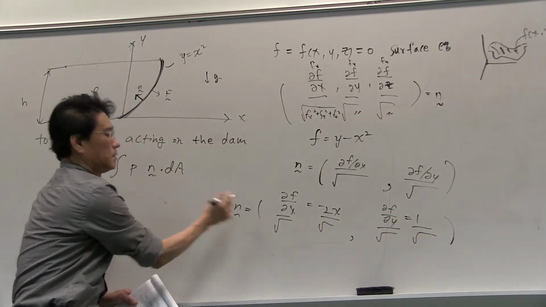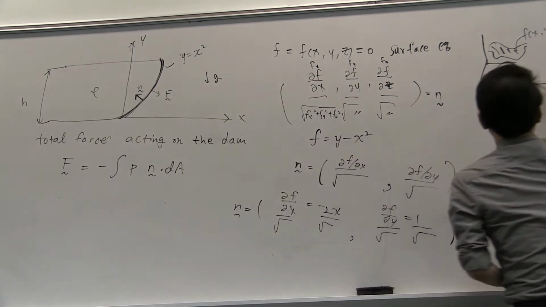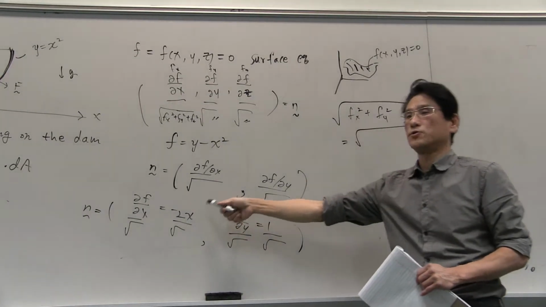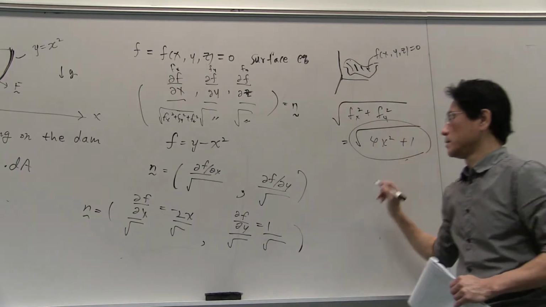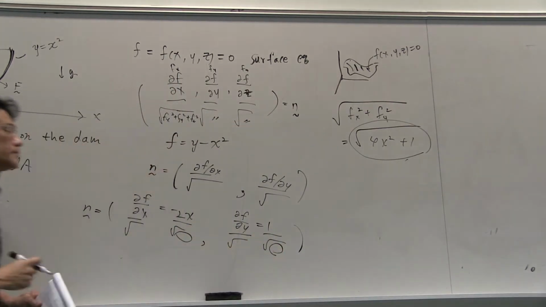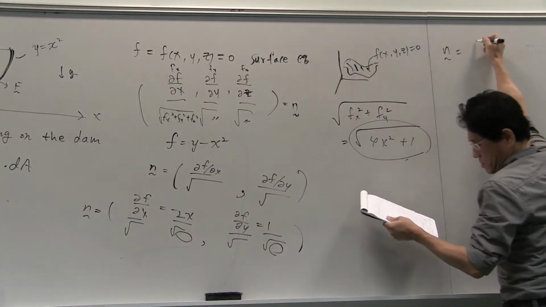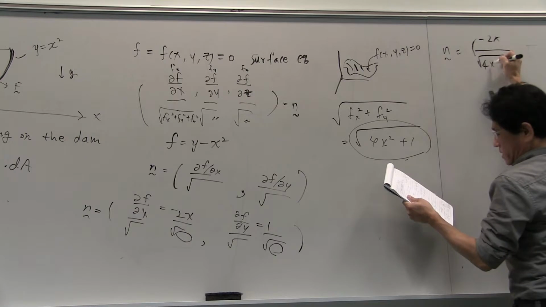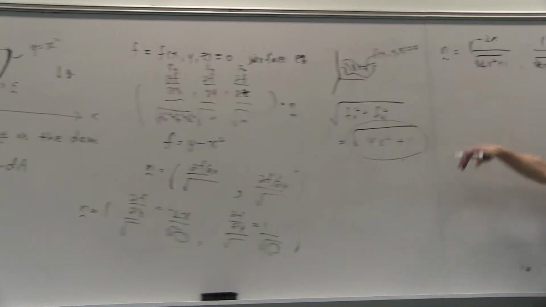Okay? So this is going to be, in the square root, f_x squared plus f_y squared. Now you have negative 2x squared, which is 4x squared, and 1 squared, which is 1, right? So these are something you have to write down here. Okay, finally you get the normal must be negative 2x over the square root of 4x squared plus 1, and then 1 over the square root of 4x squared plus 1.